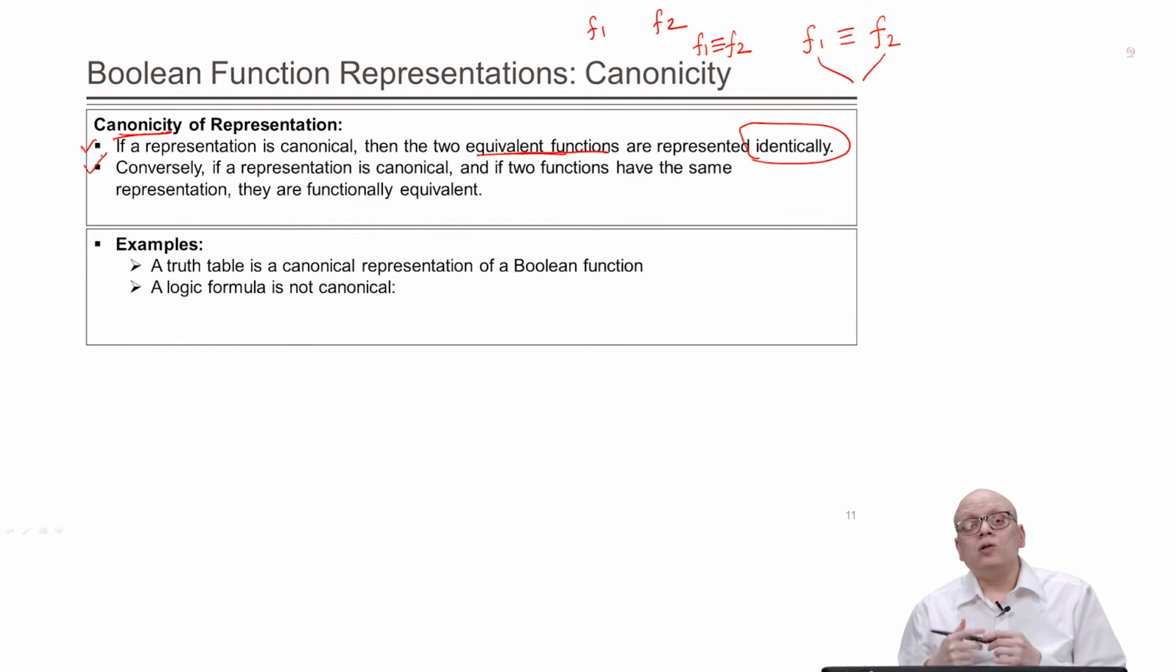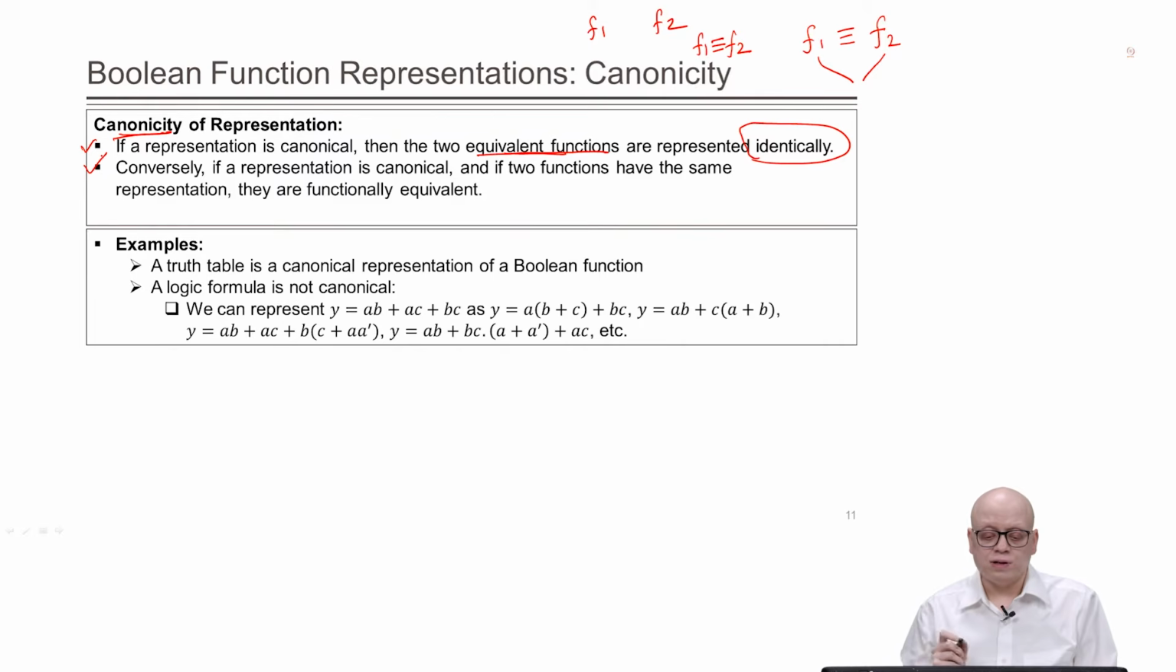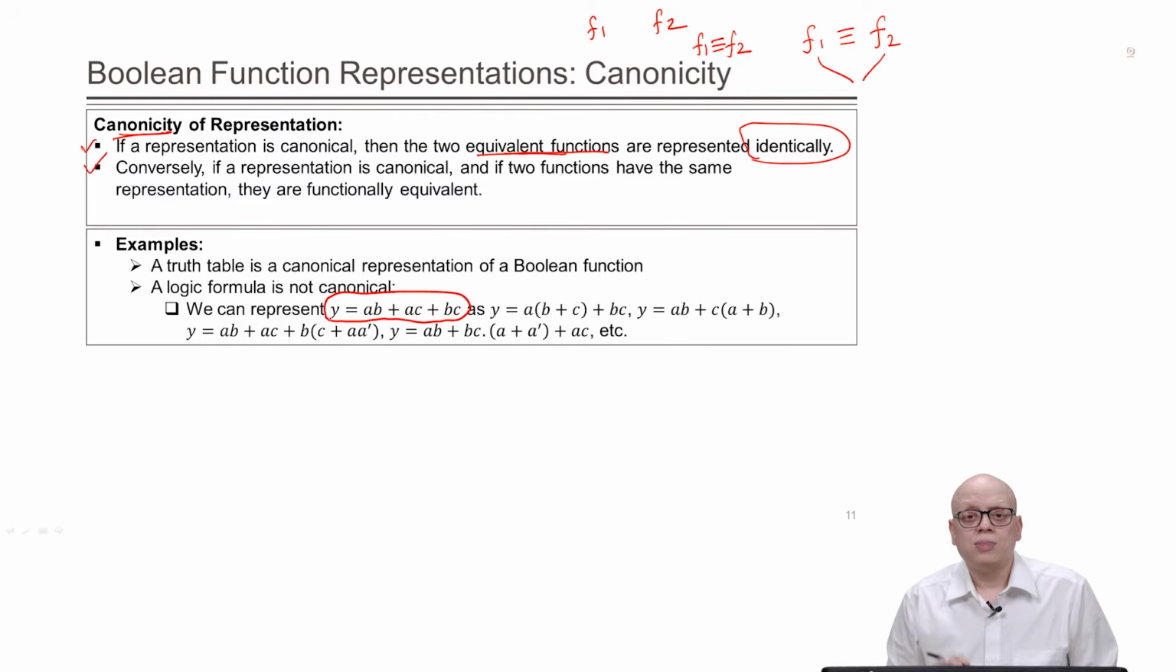And is a logic formula a canonical representation? No, a logic formula is not a canonical representation. For example, if we take a function y is equal to ab plus ac plus bc, this is one representation. Now, this same function can be represented as a logic formula as y is equal to a into b plus c plus bc, that is, we have taken a as common and then factored. And similarly, we can write ab plus c into a plus b. This is another representation.